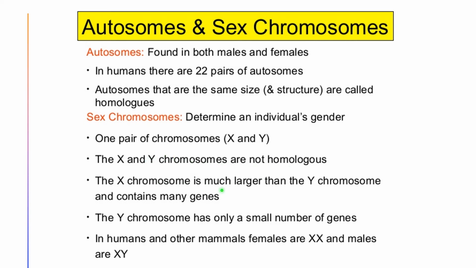X chromosome is much larger than Y chromosome and contains many genes. And Y chromosome has only a small number of genes. That's the reason why X and Y chromosomes are not homologous. But autosomes are homologous because they are of the same size and structure. In humans and other mammals, females are XX and males are XY. So this is about autosomes and sex chromosomes. Autosomes are homologous and sex chromosomes are non-homologous because they carry X and Y chromosomes. Fine.